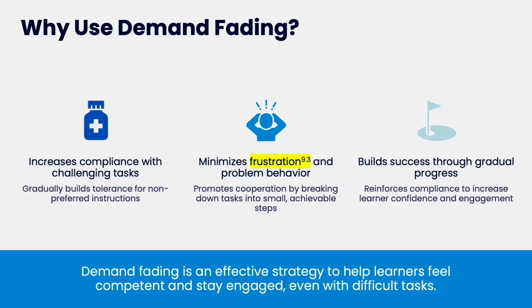Why do we use this? It's the easiest way to increase compliance. For escape behavior, I always do demand fading first, even before behavior momentum. It gradually builds tolerance for non-preferred tasks. I do demand fading first, if it's appropriate. Sometimes there's no way to fade the demand. It's just one demand that we just have to do. There's no way to make it easier. And then I would go to a high-P sequence or Premack, but this would always be my first.